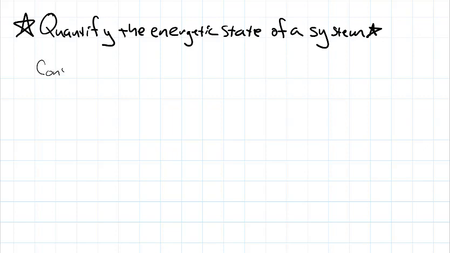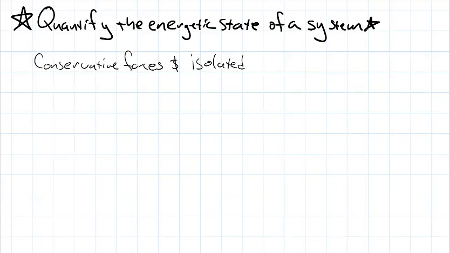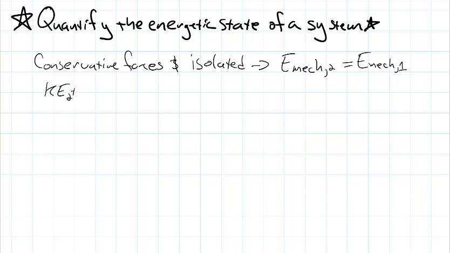Last time we learned if we have conservative forces and an isolated system, that our total mechanical energy at any two given states, our mechanical energy at state 2, is going to be equal to our mechanical energy at state 1. You can think of those as final and initial states or anything in between. And so we know that we have KE2 plus U2 equals KE1 plus U1.